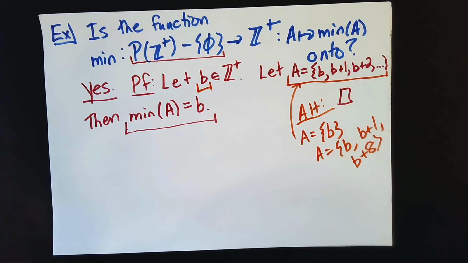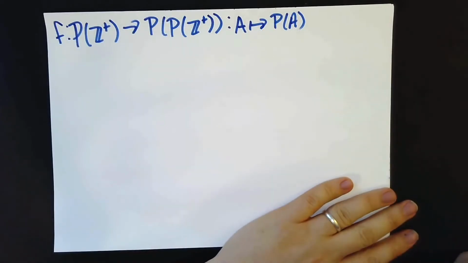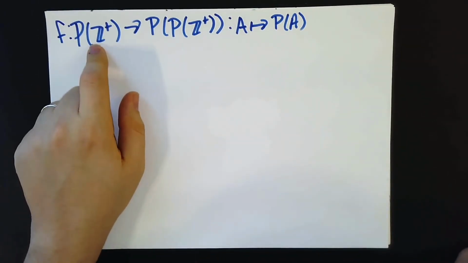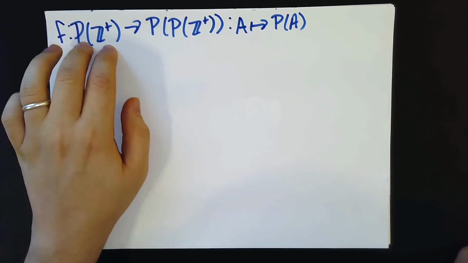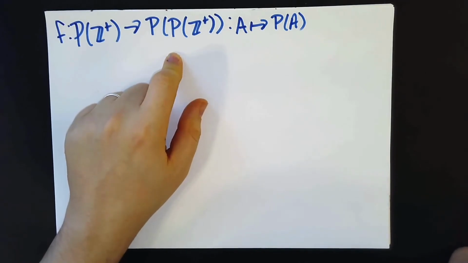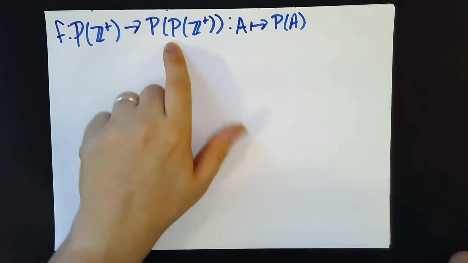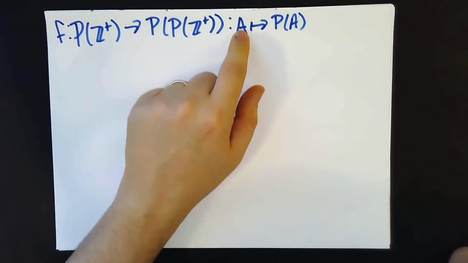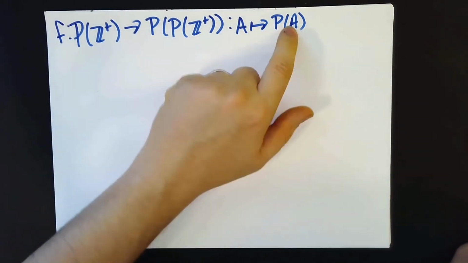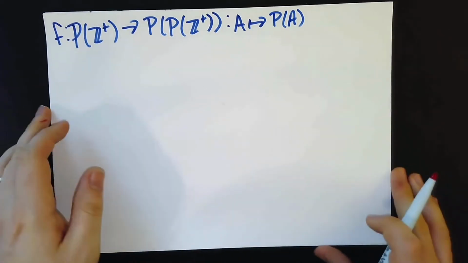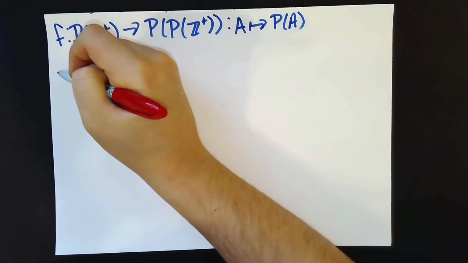Let's do an example with the potential to be difficult to think about again. So I've got a function here that starts in the power set of Z plus. That is, it starts with a subset of the positive integers, and then lands in the power set of the power set of Z plus. And the way we get from the power set of Z plus to the power set of the power set of Z plus is that whatever thing we start with in the power set of Z plus, I take the power set of it. So this would be a fantastic point to pause the video and think about this before you go on to make sure you're getting how all of these concepts click together.